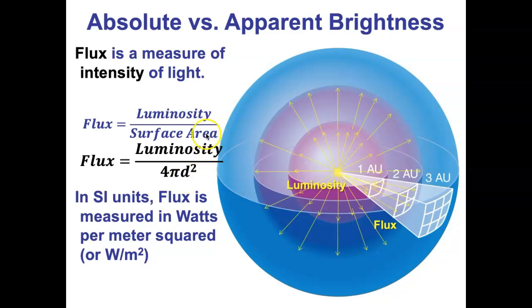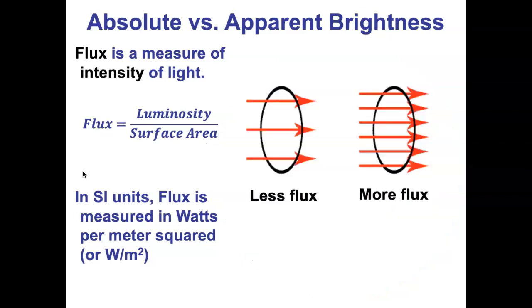You take the luminosity of the star, divide by the area over which it's spread, and you've got the flux: how much of that energy hits a square meter of area in a second. The more energy hits a given square meter of area in a second, the brighter the star is going to appear. So flux is a measure of apparent brightness, like we saw here, right? This star would appear less bright. This star would appear more bright, right?